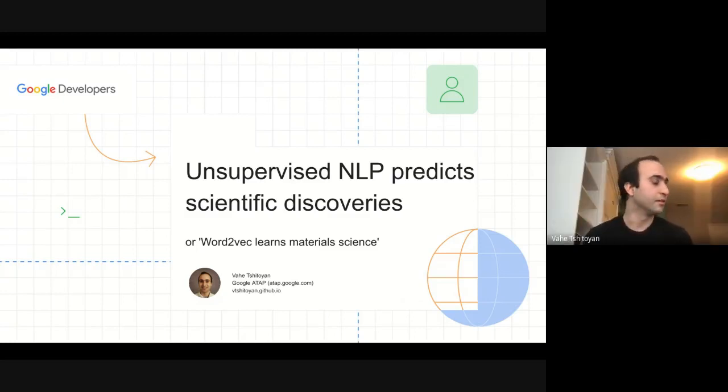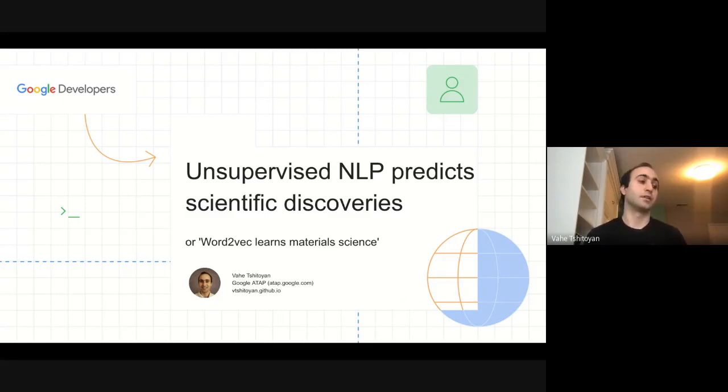Thanks, Dan. Hello, everyone. Like Dan mentioned, I'm from Google ATAP, which stands for Advanced Technology and Projects. It's mostly a hardware innovation lab that I'm currently working at. But today I'm going to talk more about work I did when I was at Berkeley Lab.